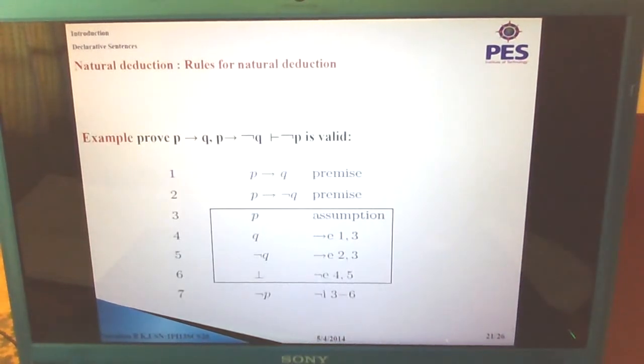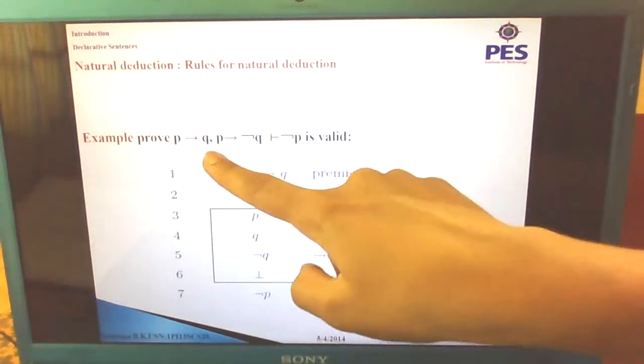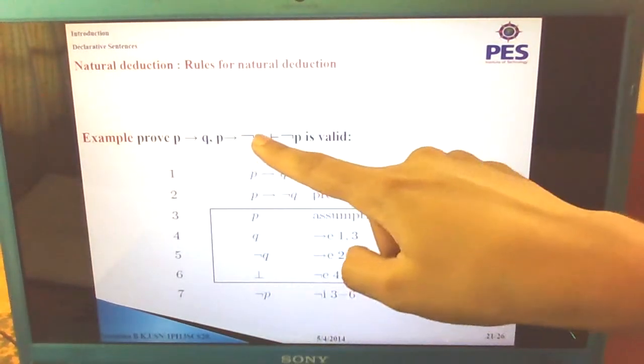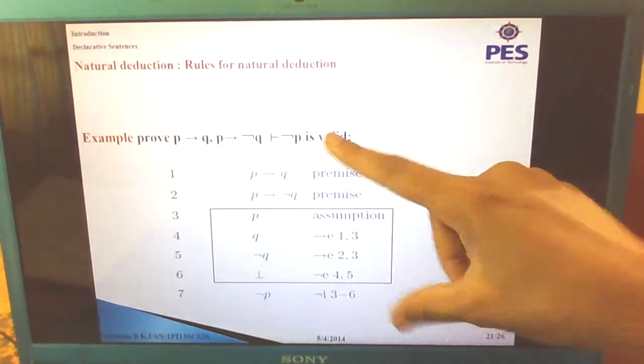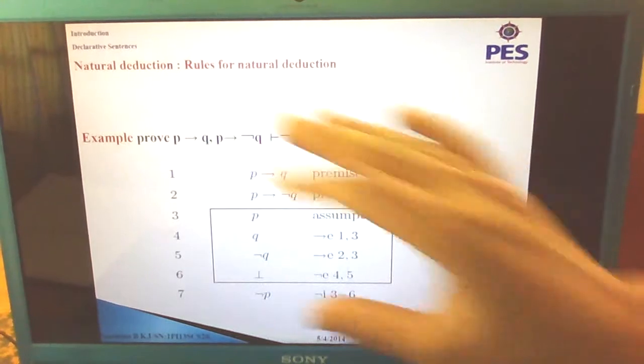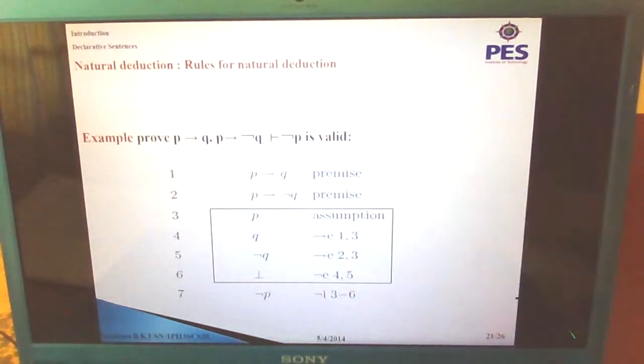Rules for natural deduction. In this we continue the rules for natural deduction. Here P implies Q and P implies the negation of Q, and with this sequence the negation of P is valid. This is going to give rise to this proof.